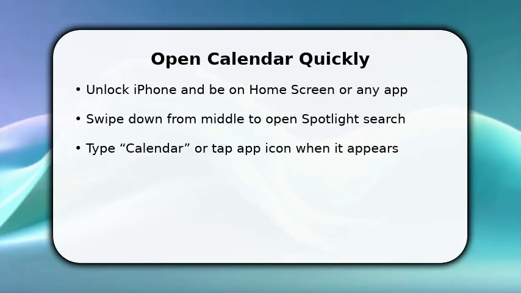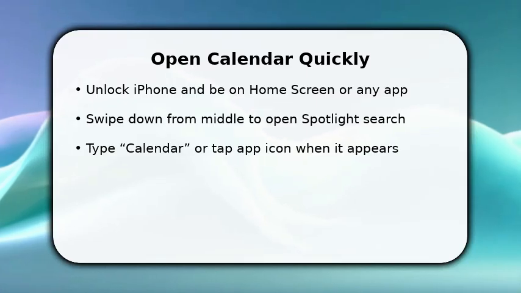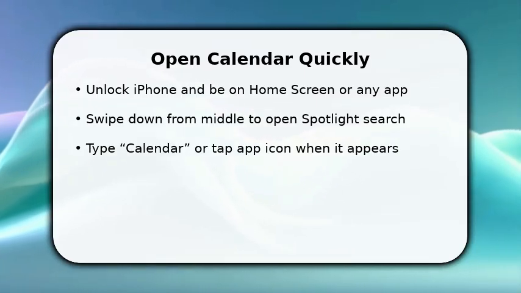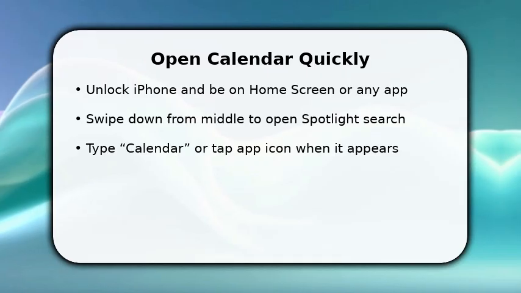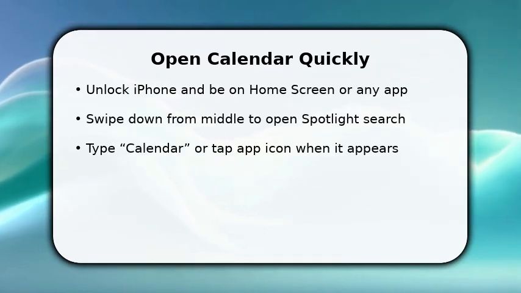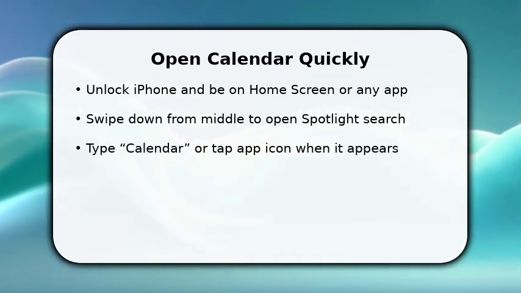You're ready. Start by unlocking your iPhone and staying where you are. Once done, swipe down from the middle of the screen to open Spotlight. Type Calendar into the search field. The app should appear immediately. Tap the calendar icon to open it.